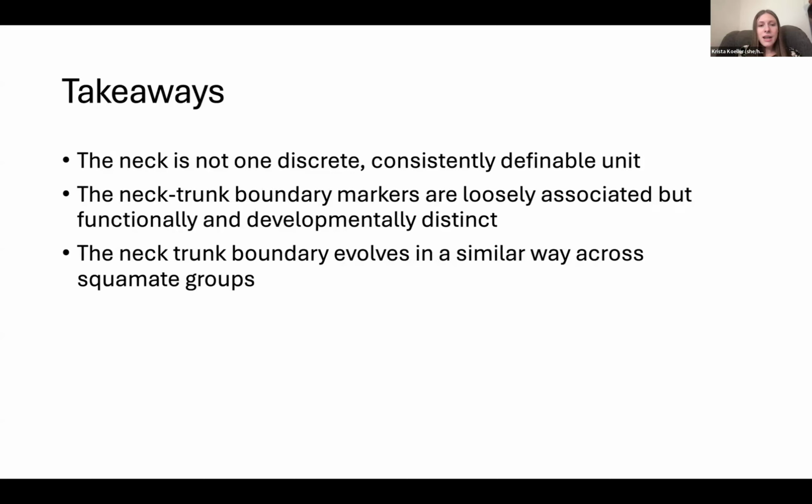So my takeaways: the neck is not one discrete, consistently definable unit. It's different depending on what you're looking at. The neck-trunk boundary markers are loosely associated, but functionally and developmentally distinct. And the neck-trunk boundary evolves in similar ways across squamate groups.